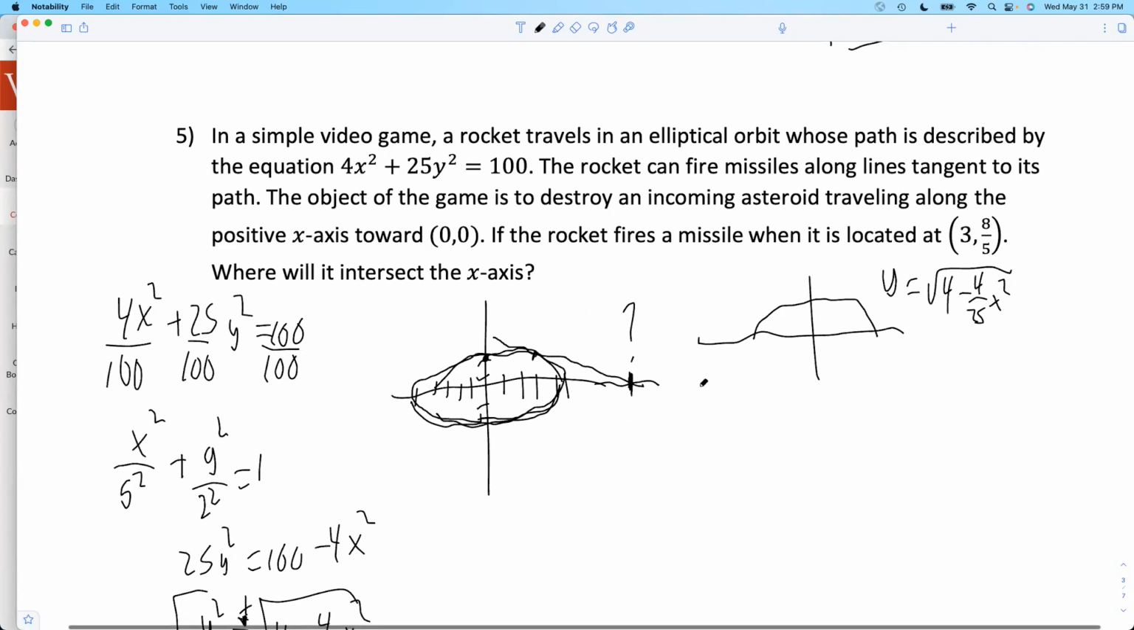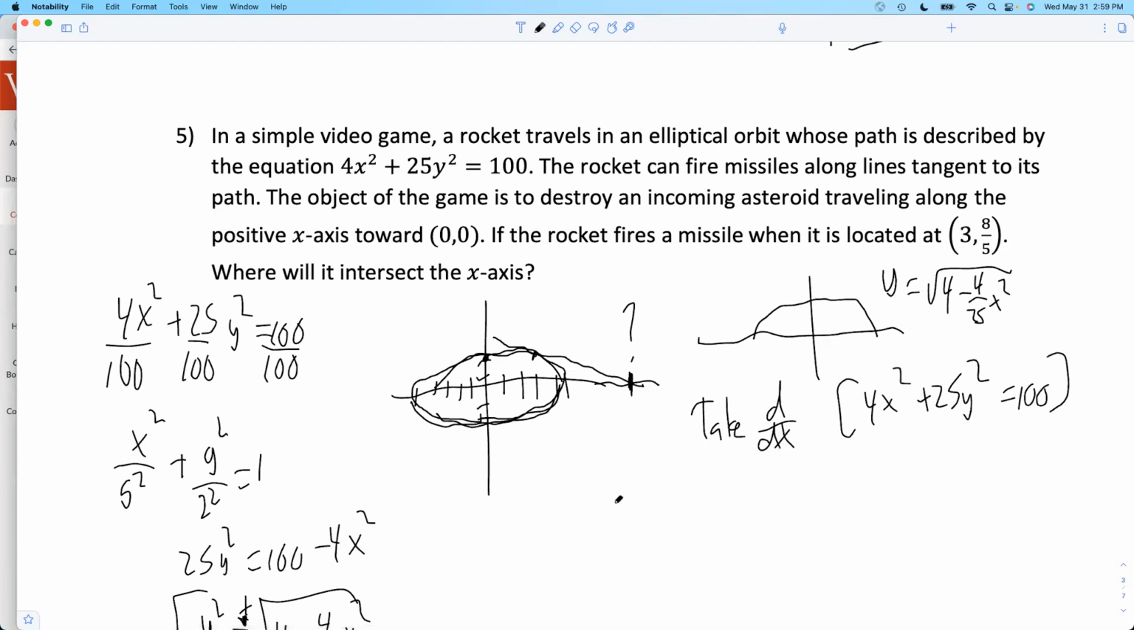The derivative of 4x squared. So I'm taking the derivative everywhere of this equation, both sides, all terms. Derivative of 4x squared is 8x. Derivative of 25y squared will be 50y times y prime. Every time you take a derivative involving y, you pick up a y prime. Derivative of 100 is 0.